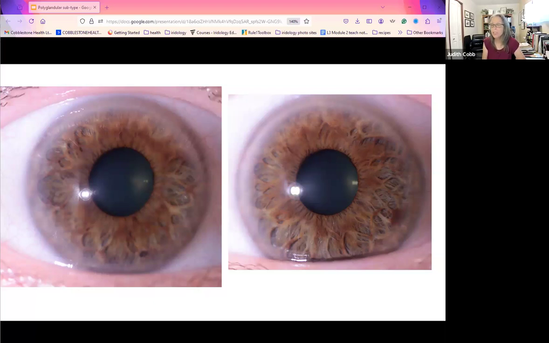So as I look at her eyes, what I see is she's got a couple of things going on here. Well, several things. First off, she does have lacunae attached to the collarette. She's also got lacunae not attached to the collarette, and her fiber structure outside of the lacunae is very messy and tangled. So she's got the polyglandular, but she's also what we consider to be connective tissue. So we know we've got some other things that we're going to need to deal with along the way.